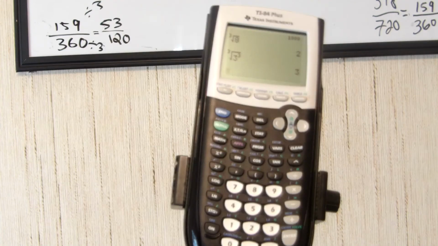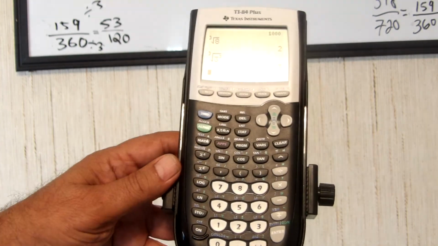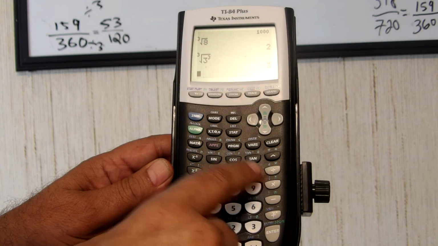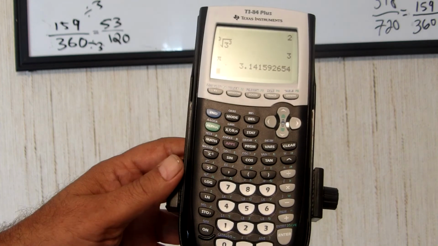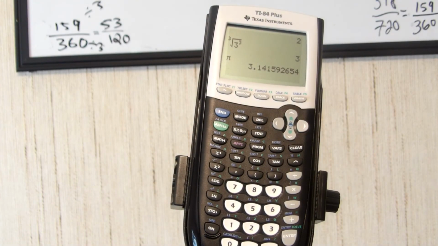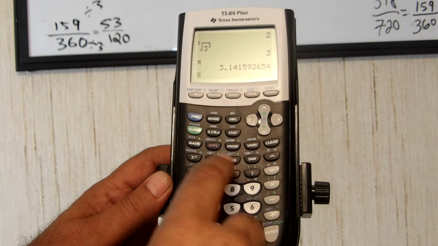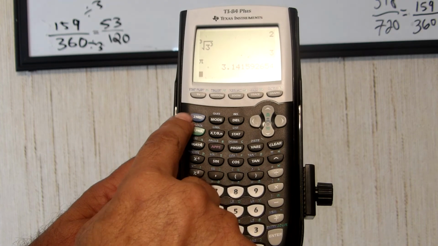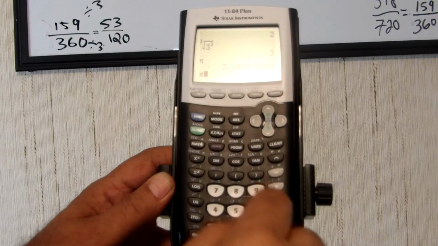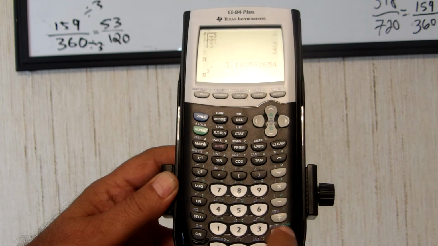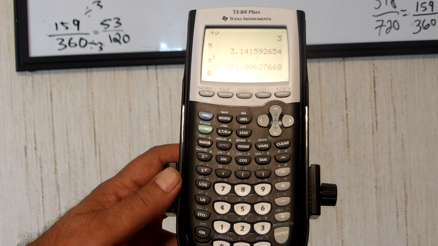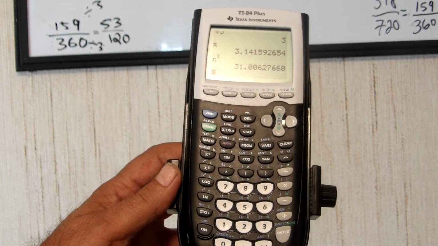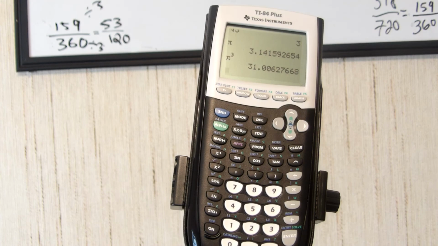Let's talk about pi. Press second, and this one is going to be pi. This is also a number that we call an irrational number. If you want to raise it to the power of 3, you write pi to the power of 3, which means 3.14 times 3.14 times 3.14. So it's going to be 31.06.